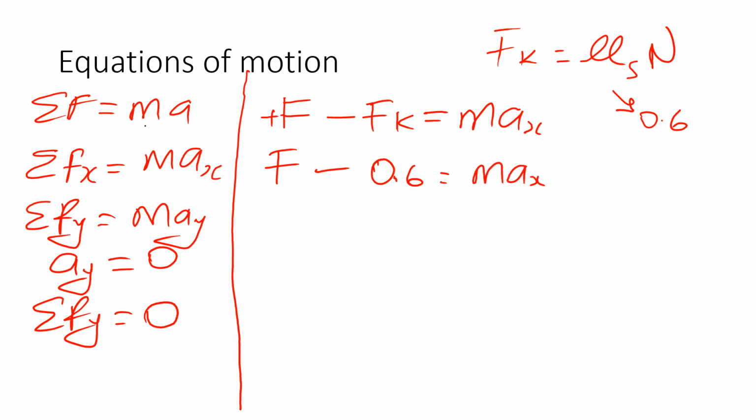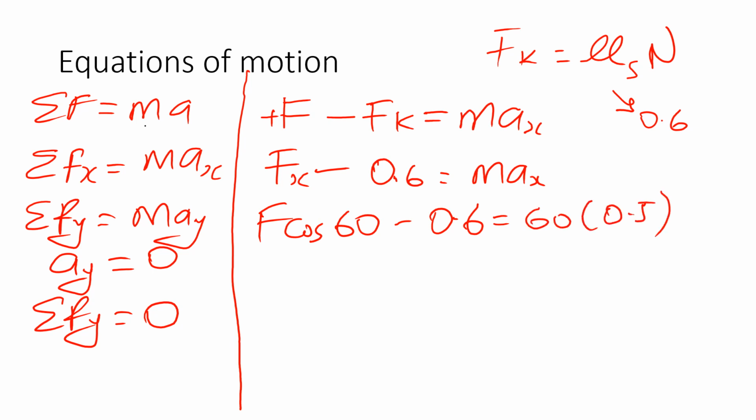max. But we know that F acts in the x and the y direction. So as we stated previously, F in the x direction will now be F cosine 60 minus 0.6 N, which is equal to mass, which is given as 60, multiplied by 0.5 meters per second squared. So you have finally F cosine 60 minus 0.6 N is equal to 30.